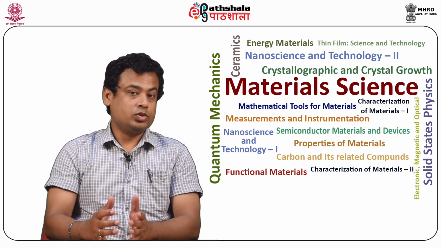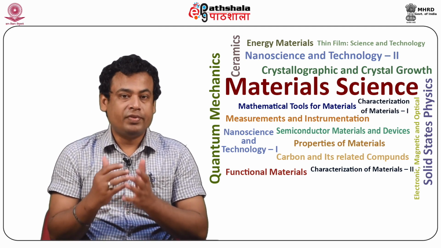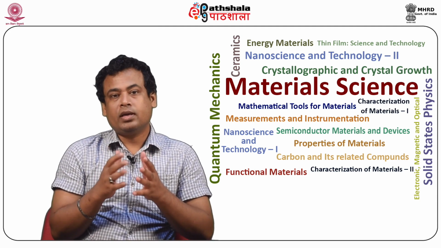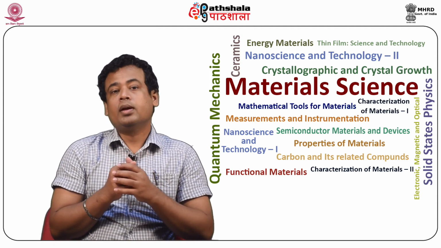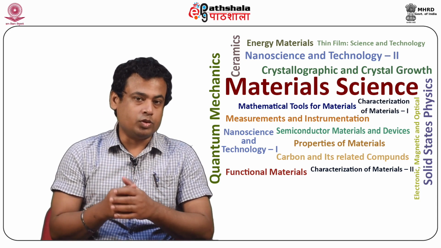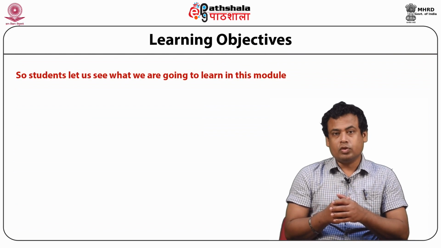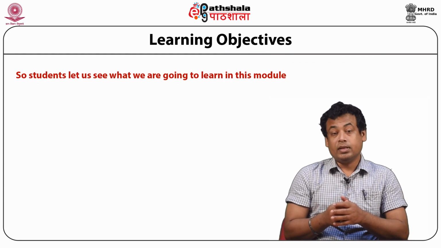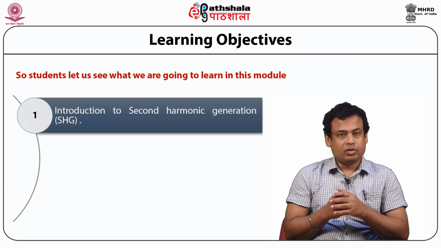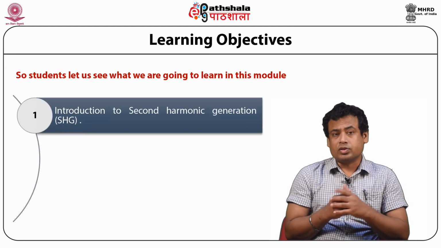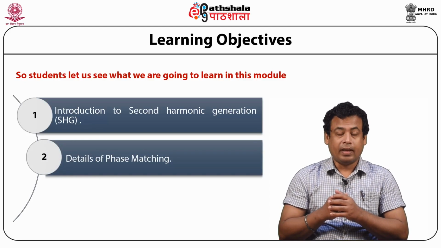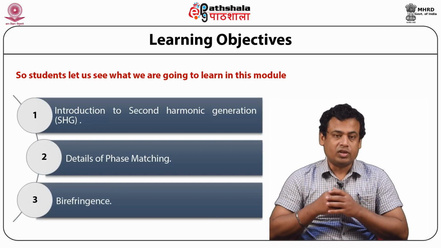Today we are going to talk on module Birefringence. It comes in the subject Nonlinear Optics under the paper Characterization of Materials Part 2. After completing this module, the students will be able to understand second harmonic generation and the introduction to it, the details of phase matching, and what is birefringence.